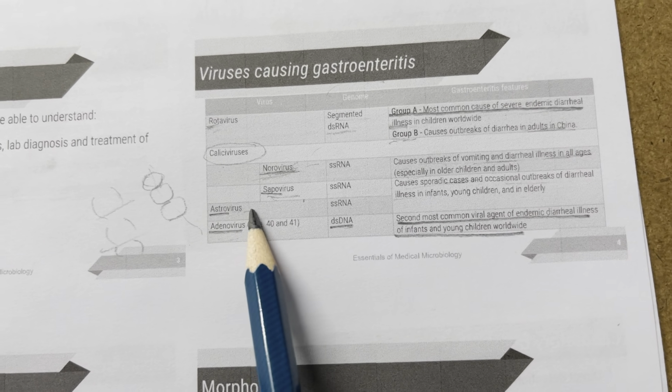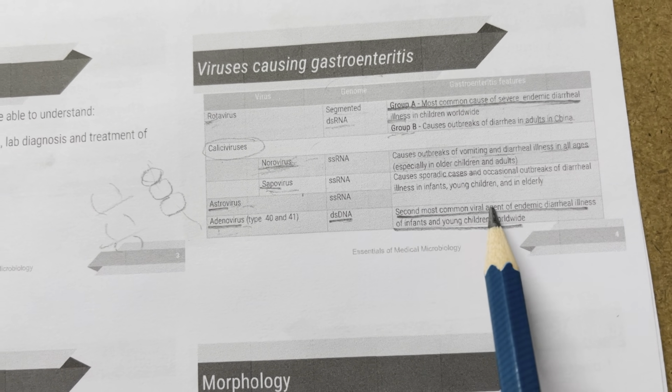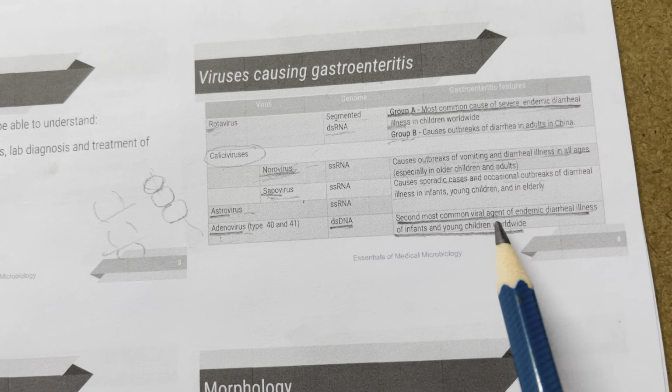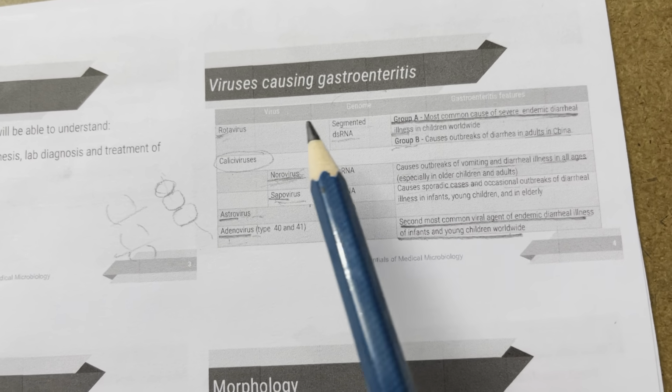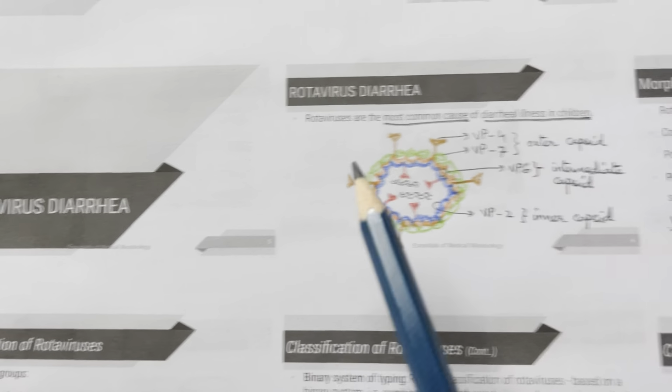Similarly, astrovirus and adenoviruses are the second most common viral agents of endemic diarrheal illness of infants and young children worldwide. What's the first most common one? Group A rotavirus. Moving on to rotavirus diarrhea.